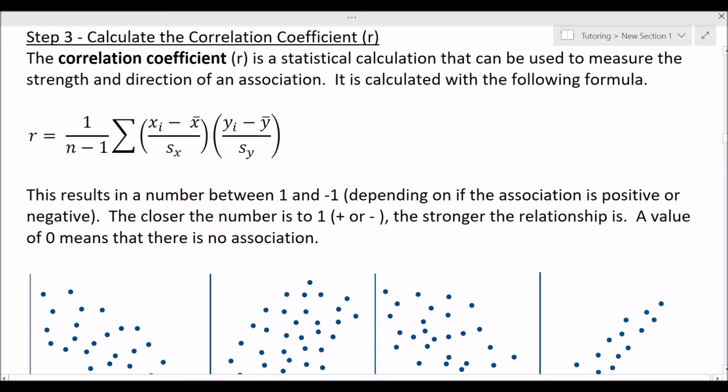It's calculated with this formula here, and you will see this formula on the formula sheet if you go to the QCAA website, the one that is provided to you in all of your assessment. Now, you're probably looking at that formula and having a little bit of a meltdown because it does look quite complicated. However, there is a way to calculate the correlation coefficient with your calculator. It does the hard work for you.